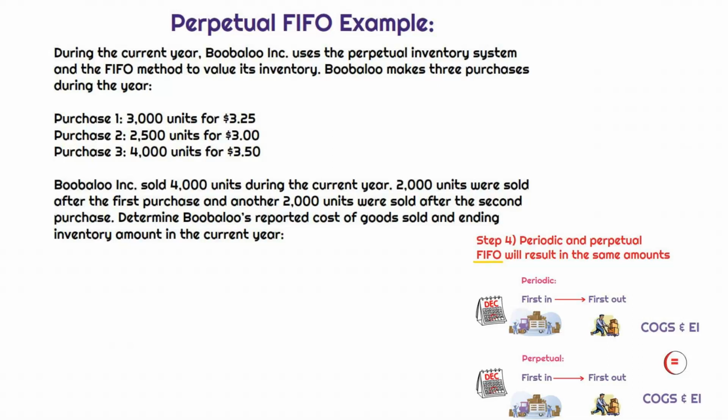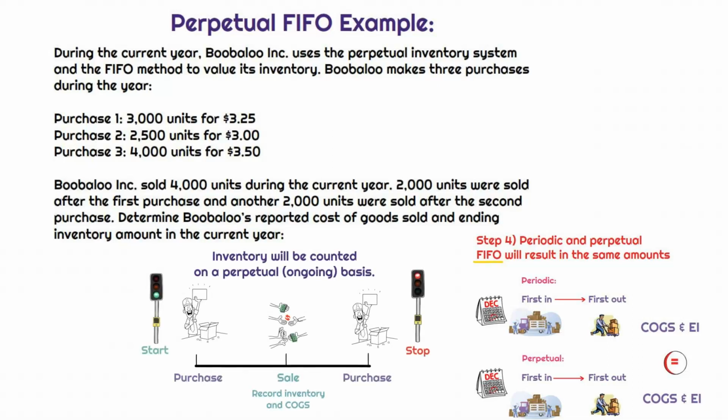Okay, so when you think about the perpetual method for valuing inventory, it is going to be valuing on an ongoing basis. So we're going to think of this as red light, green light. We're going to be starting and stopping as sales have been made, so focusing on when the sale took place. Now, reading through this same example, we're going to focus on when the units have been sold.